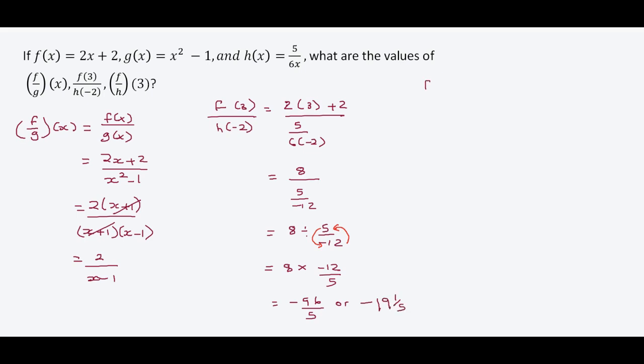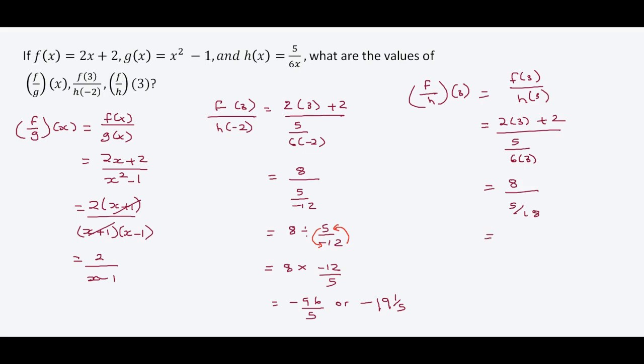So now we're going to have f over h of 3. This is the same as f of 3 divided by h of 3. So we have f of 3 is going to be 2 multiplied by 3 plus 2, and then h of 3 is 5 over 6 times 3. So we have 8 over 5 over 18.